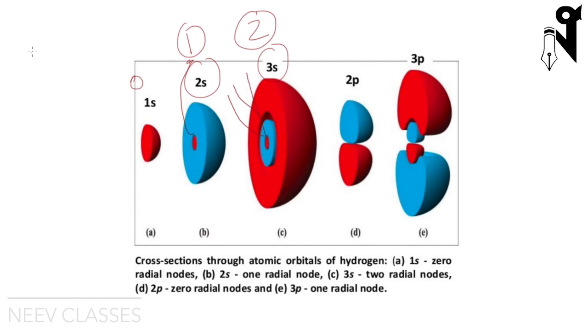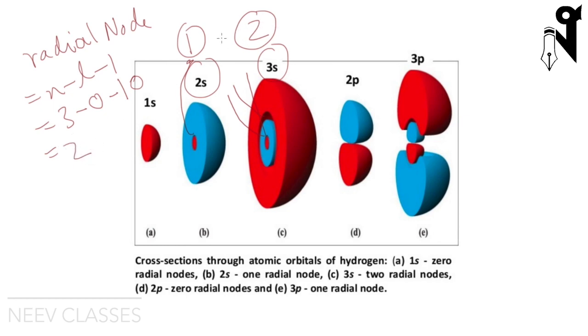So the formula we proposed for radial nodes, n minus L minus 1, will it work? Let me check. Say for 3s, 3 minus, what is L? L is S, S means L is 0, so 3 minus 0 minus 1. What does it give you? It gives you 2. Yes, we had 2. Similarly for 2s, it will be 2 minus 0 minus 1, which will give you 1. So this formula is working all right.